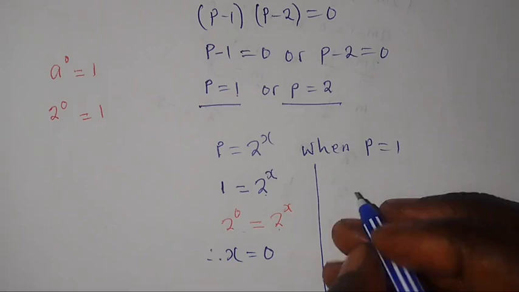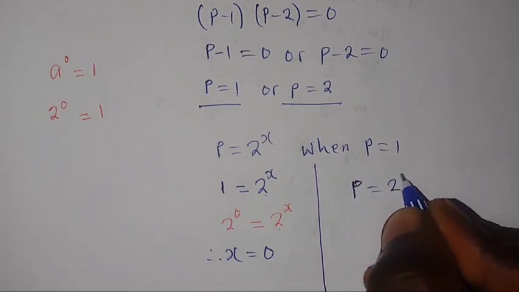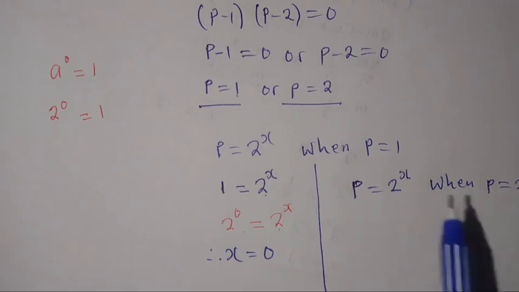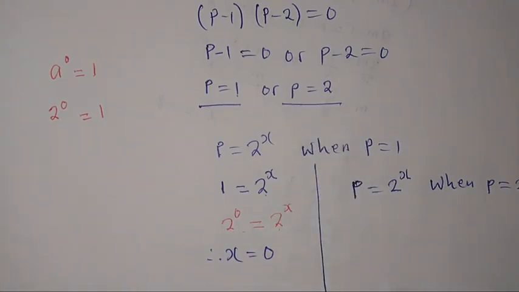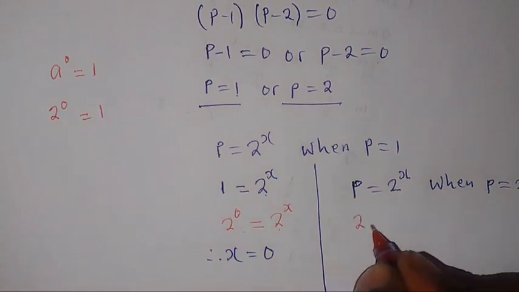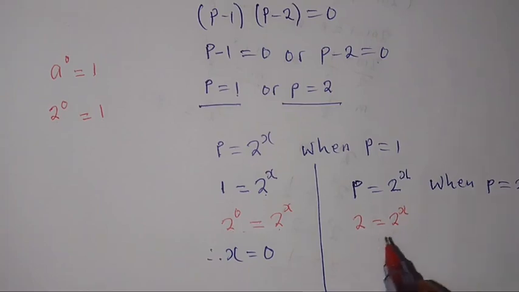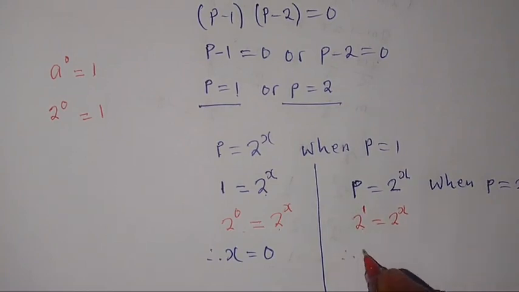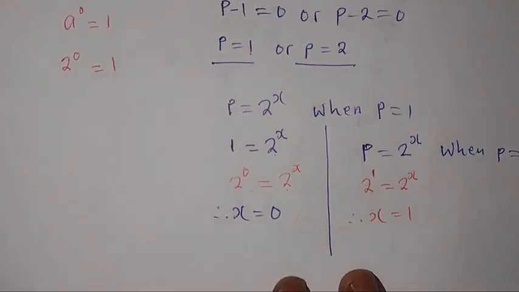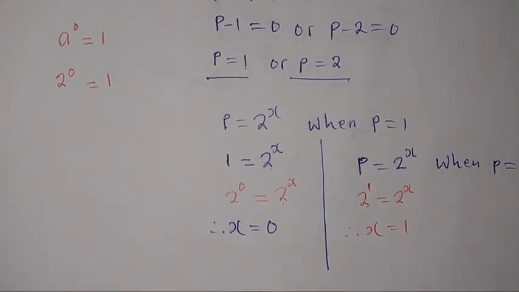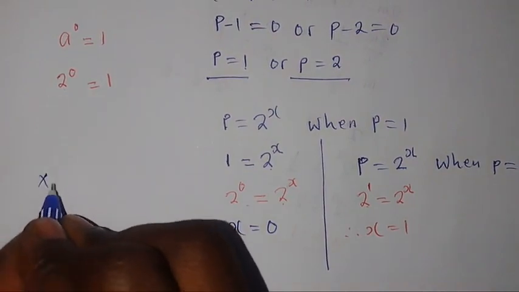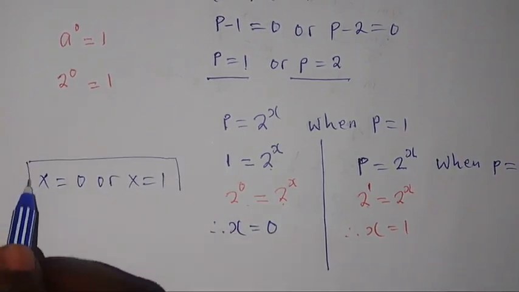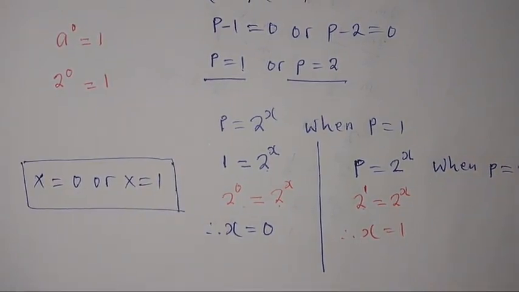Okay, so we have solved for the first value of x. We can now get the same equation. We say p is equal to 2 to the power x when p is equal to 2, because we found two values of p. Okay, so where there is p, we are going to put a 2. 2 equal to 2 to the power x. So this one, the bases are the same. It means this 2 is having a power of 1. So therefore, x is equal to 1. So the final answers now, we can just say, therefore, x is equal to 0 or x is equal to 1. These are the values of x for our second question.